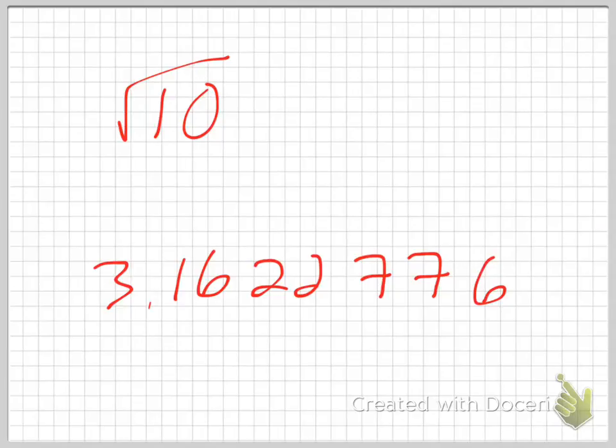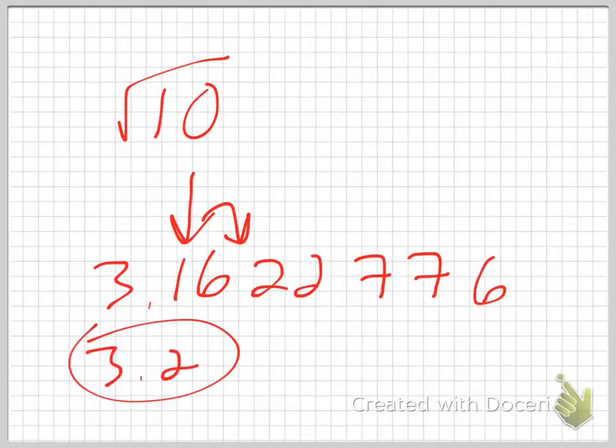So they said to round to the nearest tenth. Do you remember how to round to the nearest tenth? Look at the tenths place. He looks to the right, sees a 6. He goes, oh my goodness, that's more than 5, so I go up. 3.2. The answer to the square root of 10 would be 3.2 if they're asking you to round to the nearest tenth. Are you paying attention?